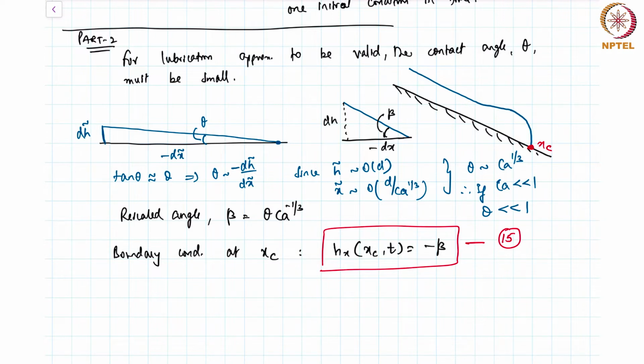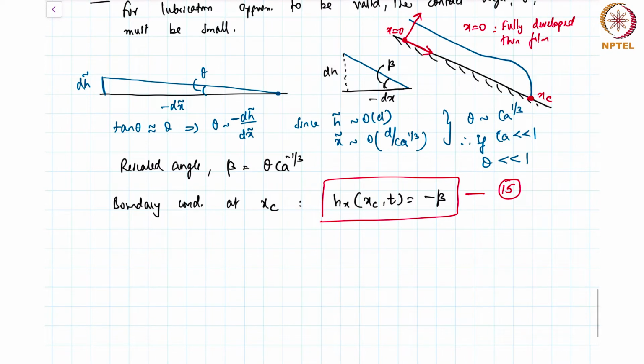Okay, now we can also do one more thing, not just calling it xc. We can actually say the coordinate system, the origin is in such a position that x is equal to 0 here. So for me, x equal to 0 is a fully developed thin film. Meaning it is sufficiently far away. xc is the location of the contact line. xc is still, by the way, unknown. But essentially it says that x equal to 0 is far upstream, and xc is the far downstream location where we have the contact line. Okay, so we've got the first boundary condition.